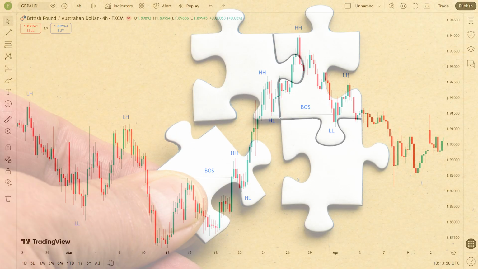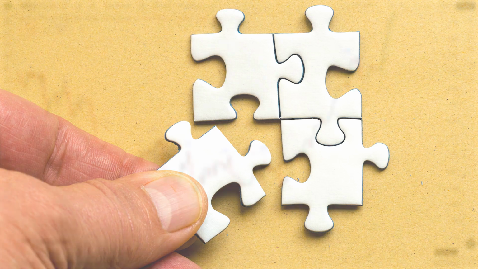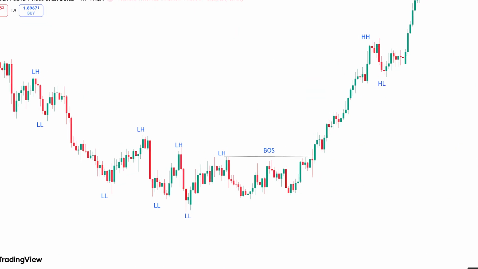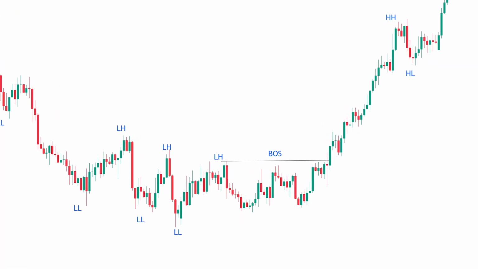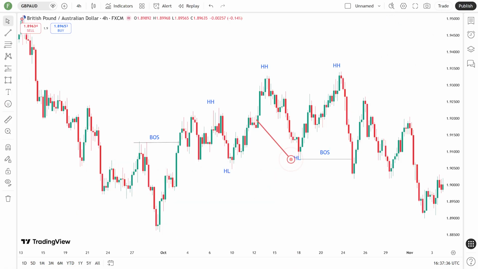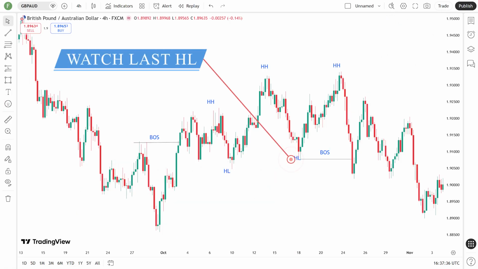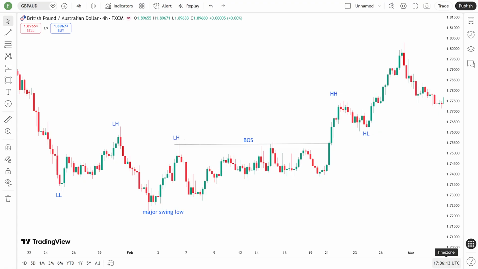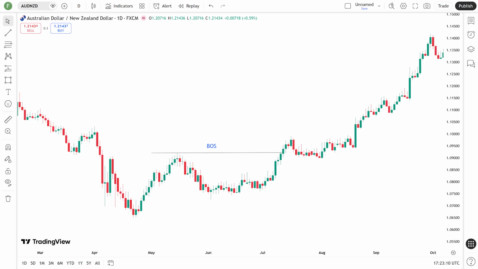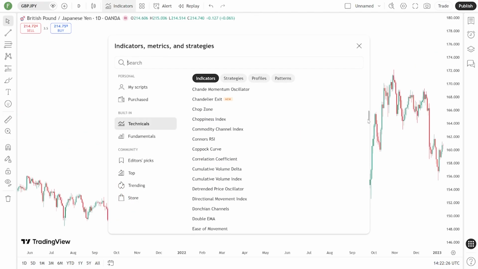That's it. Now, let's put it all together. Market structure is the language of price. Higher high, higher low, lower high, and lower low are your real tools. In an uptrend, higher high and higher low. Watch the last higher low. In a downtrend, lower high and lower low. Watch the last lower high. Break of structure, first alert. Structure formation, confirmation. Don't rush, don't guess, don't blindly follow indicators.